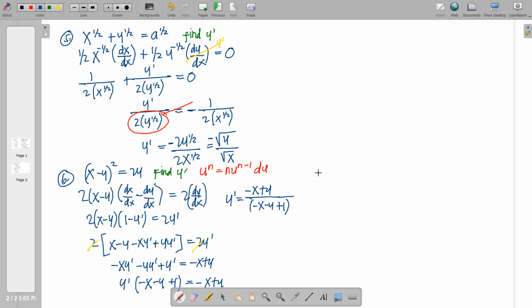So y prime here is negative x plus y all over negative x minus y plus 1. So moving on, we have this equation.